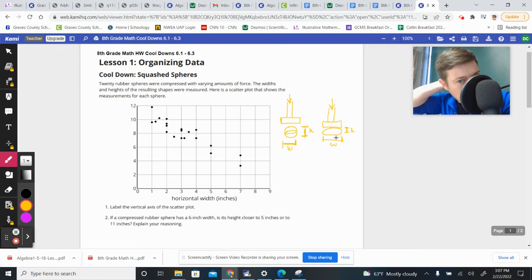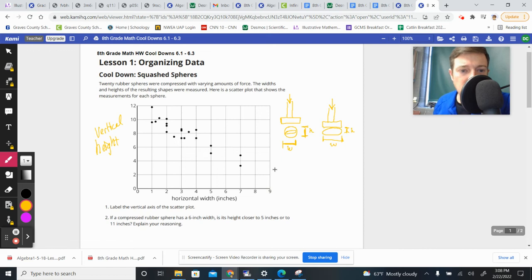In this particular case, the widths and heights of the resulting shapes were measured, and this is a scatter plot that shows the measurements of each sphere. This is the width down here, and the height after the force being applied is up here, the vertical height. I think in one class I talked about it being the force. As you apply more force, how does the vertical height change because of that?